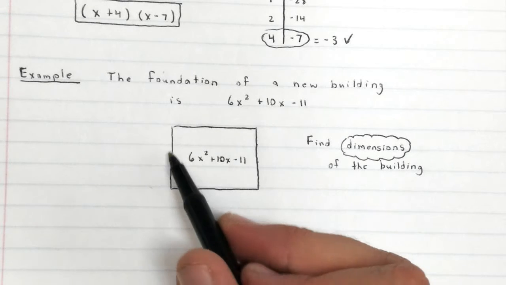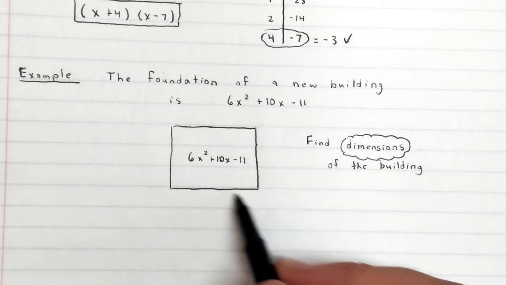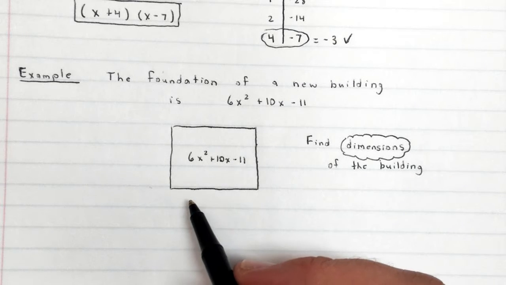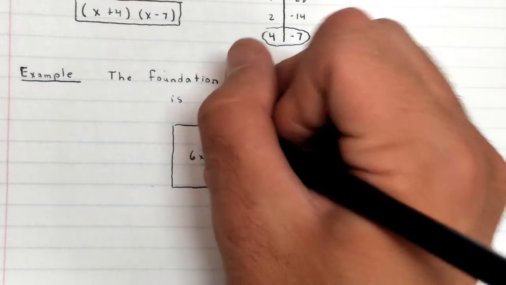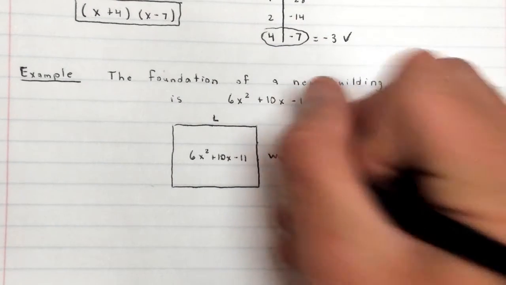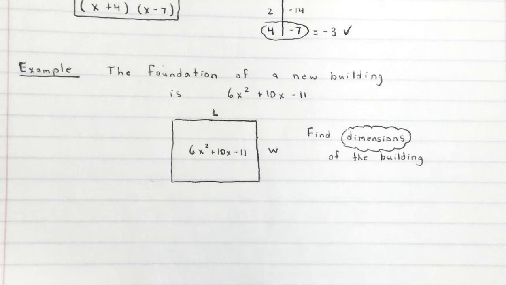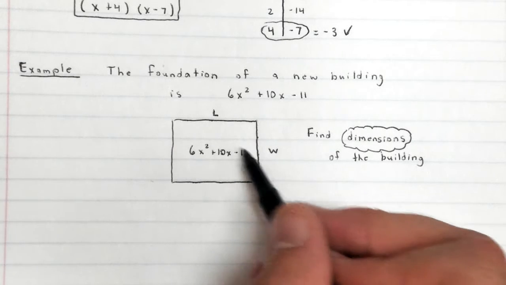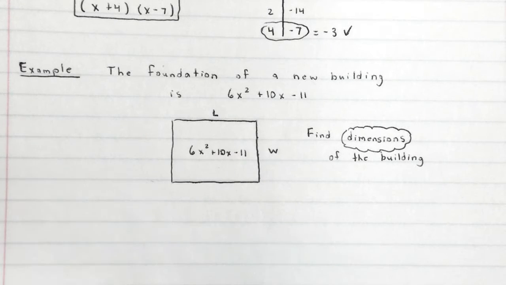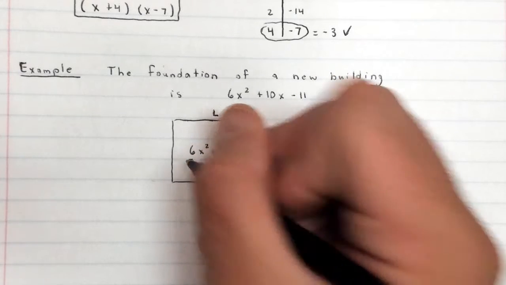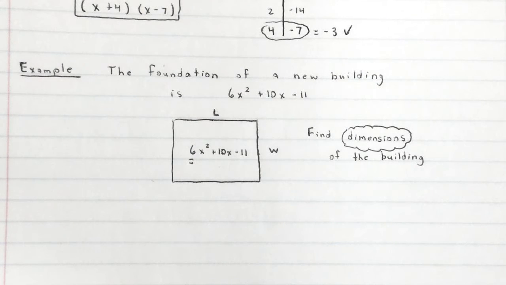If I know this building is some sort of rectangular building, like most buildings are, I want to find the length and the width. I want the two things that multiply to give that area. This is my area, and it's a trinomial, so I think I need to factor it. This is a trinomial with an a value that is not 1.